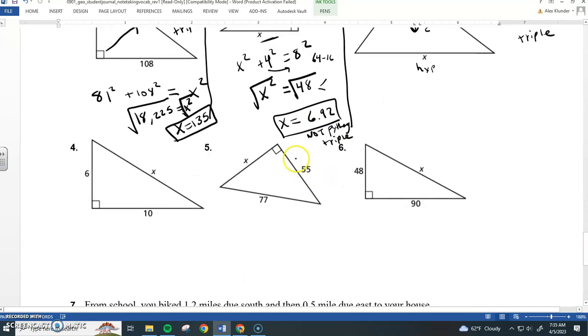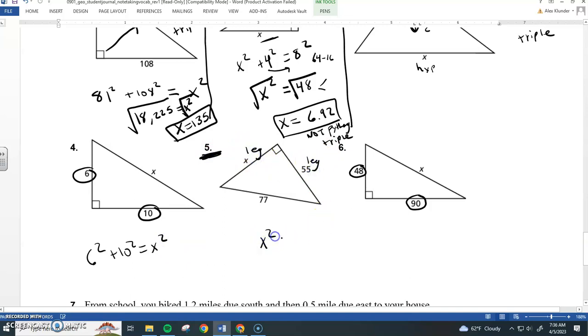All right, there are 3 more examples. I'm hoping that we're doing okay with some of these, just because we've seen it before. The one thing to mention again, check out number 4, 6 and 10. These are both legs. Number 6, 48 and 90. These are both legs. They're going to be set up pretty standard with a squared, b squared, c squared. However, watch out for number 5 because you've got a leg and a leg here.